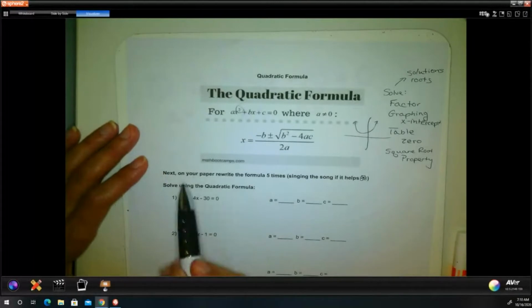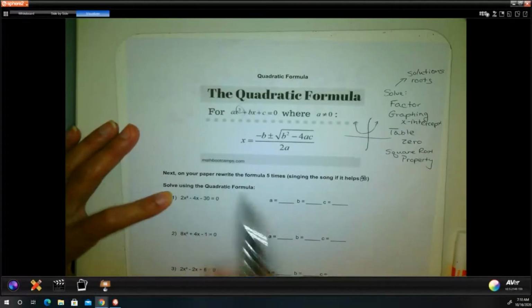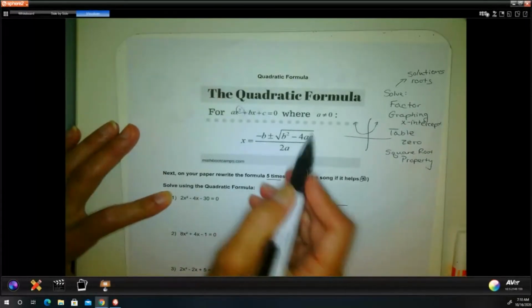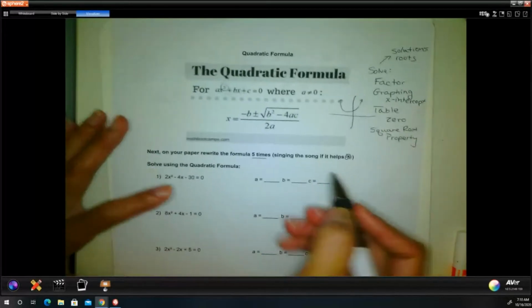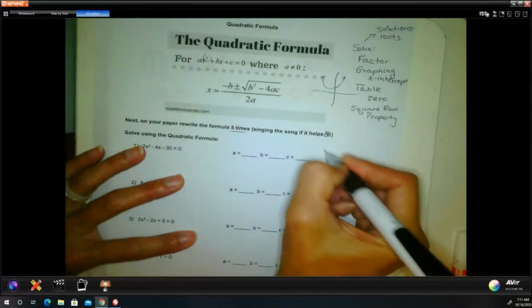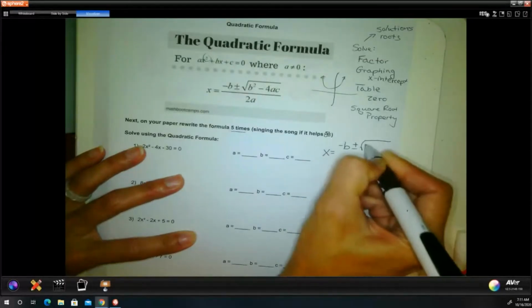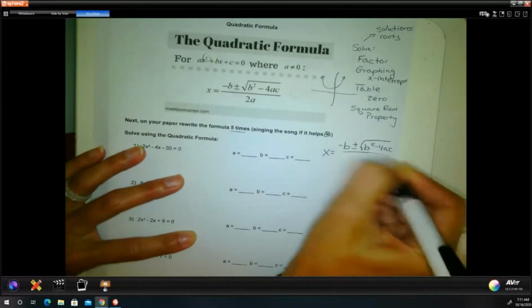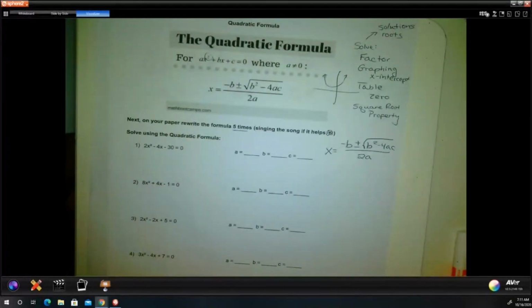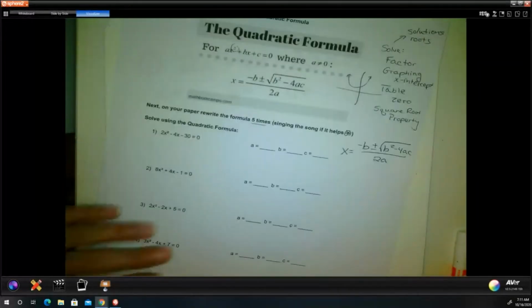So when I write it, the next thing I would like you to do, this is the honor system, is write this down 5 times. When I write it, I would say x equals negative b plus or minus the square root of b squared minus 4ac all over 2a. However it helps you.